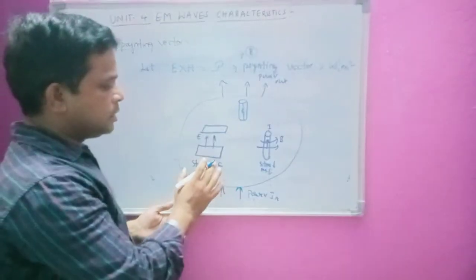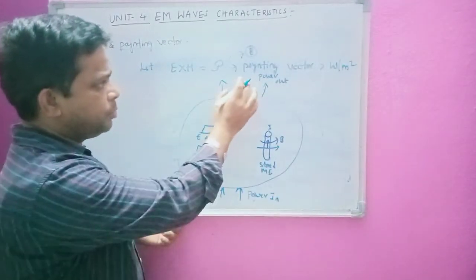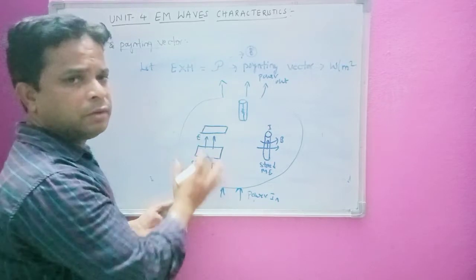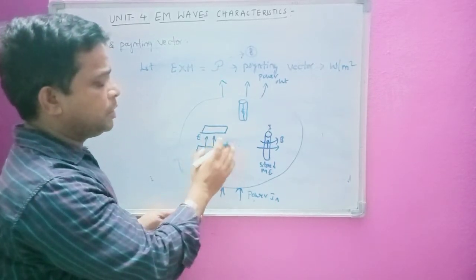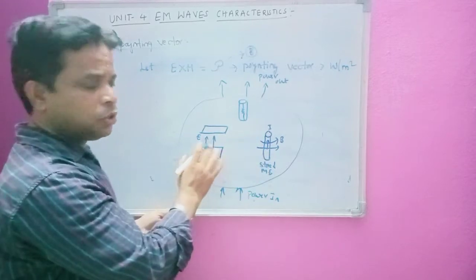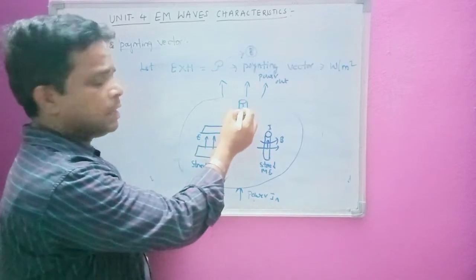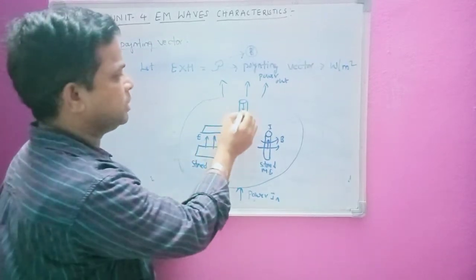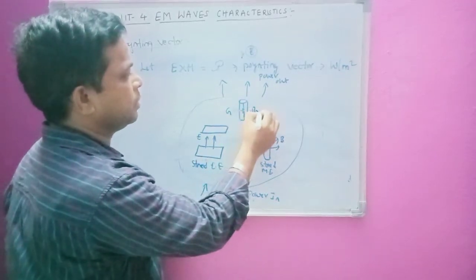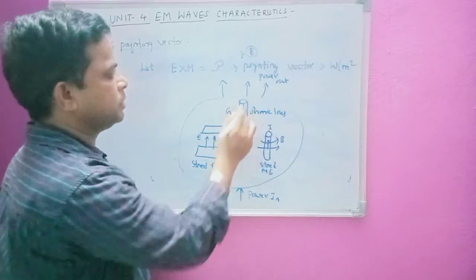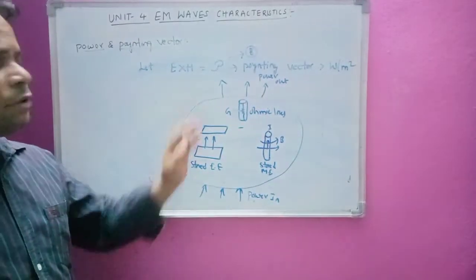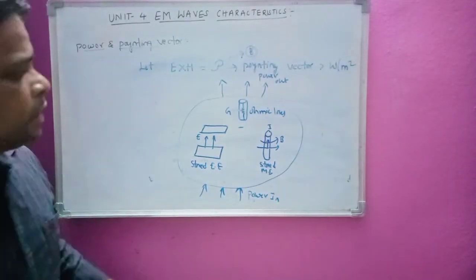That is, the net output power flow from a given volume is equal to the time rate of decrease of energy stored in a given volume minus the ohmic losses here. Okay, I will take this as G here, ohmic losses. So minus. So this is the overall diagram of the Poynting theorem.